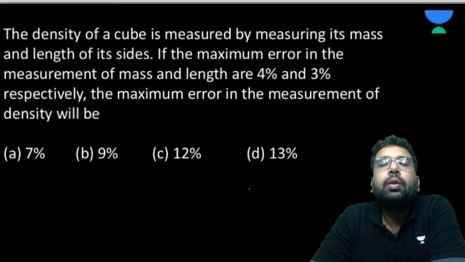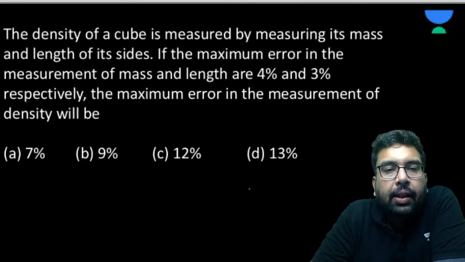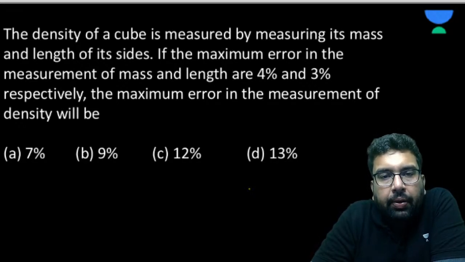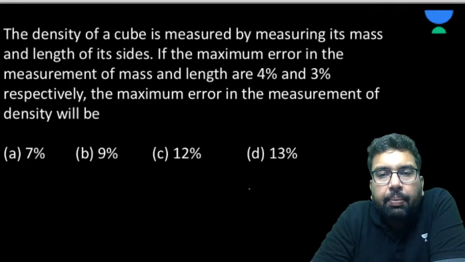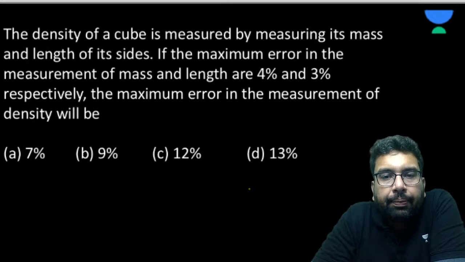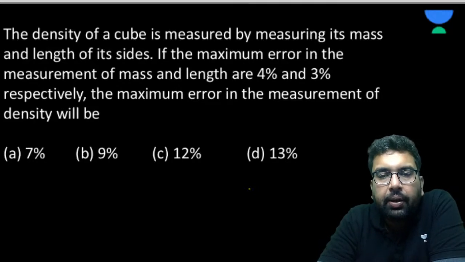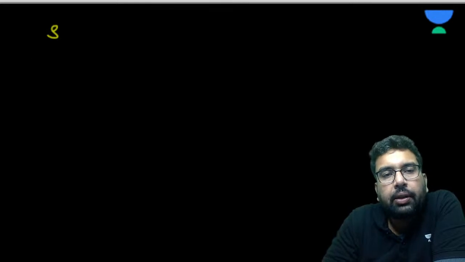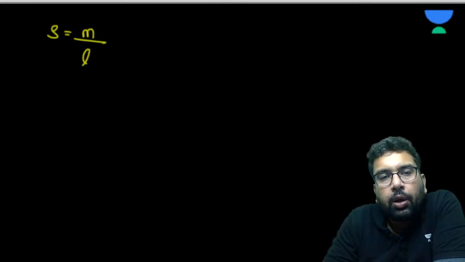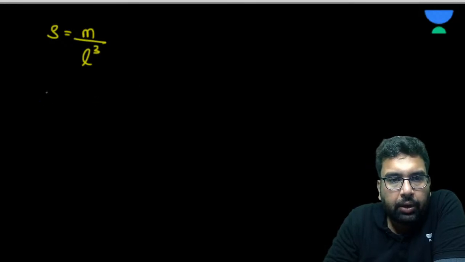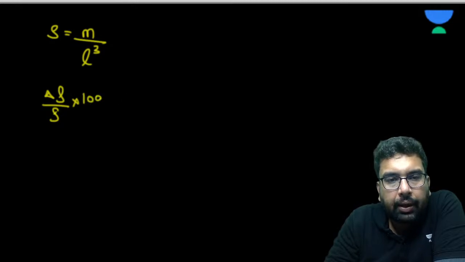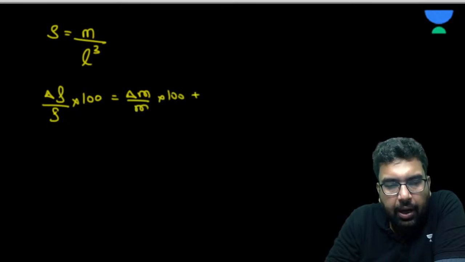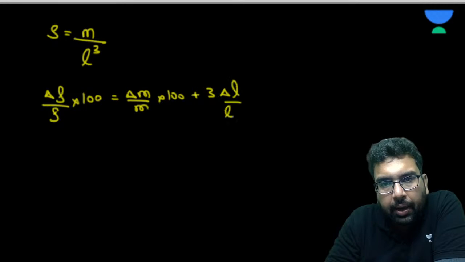So it says the density of a cube is measured by measuring its mass and length of its sides. If the maximum error in the measurement of the mass and the length are 4% and 3% respectively, the maximum error in the measurement of density will be. So we need to find the error in the density. Density is mass per unit volume, so volume will be L cube. So can I write the percentage error in the density is going to be delta m by m into 100 plus 3 times delta L by L into 100.